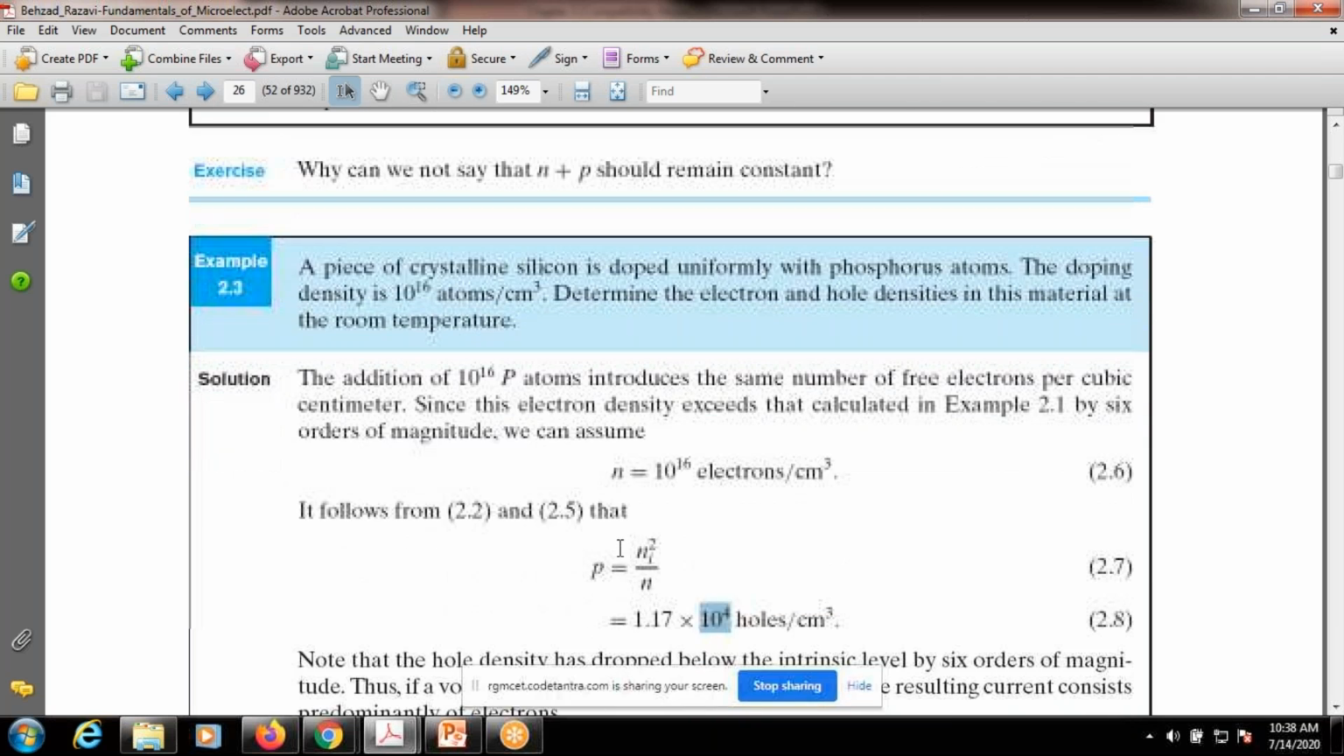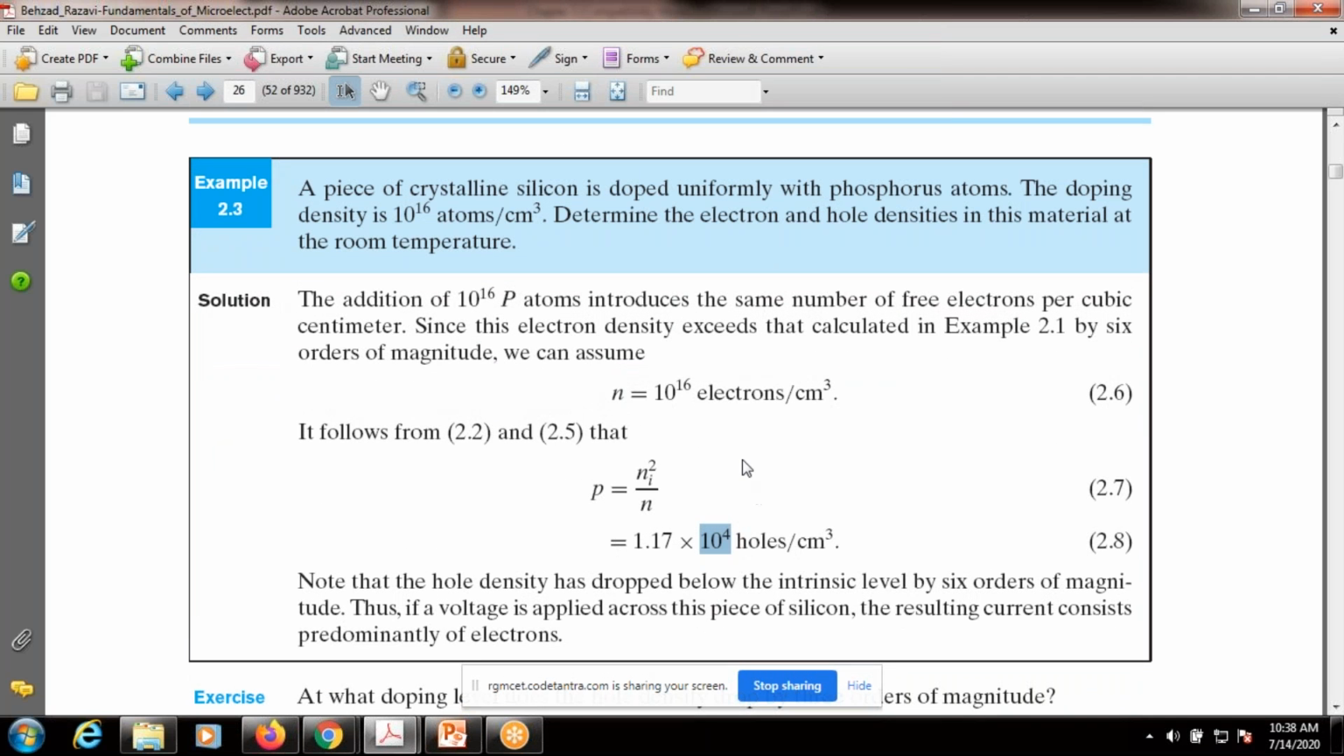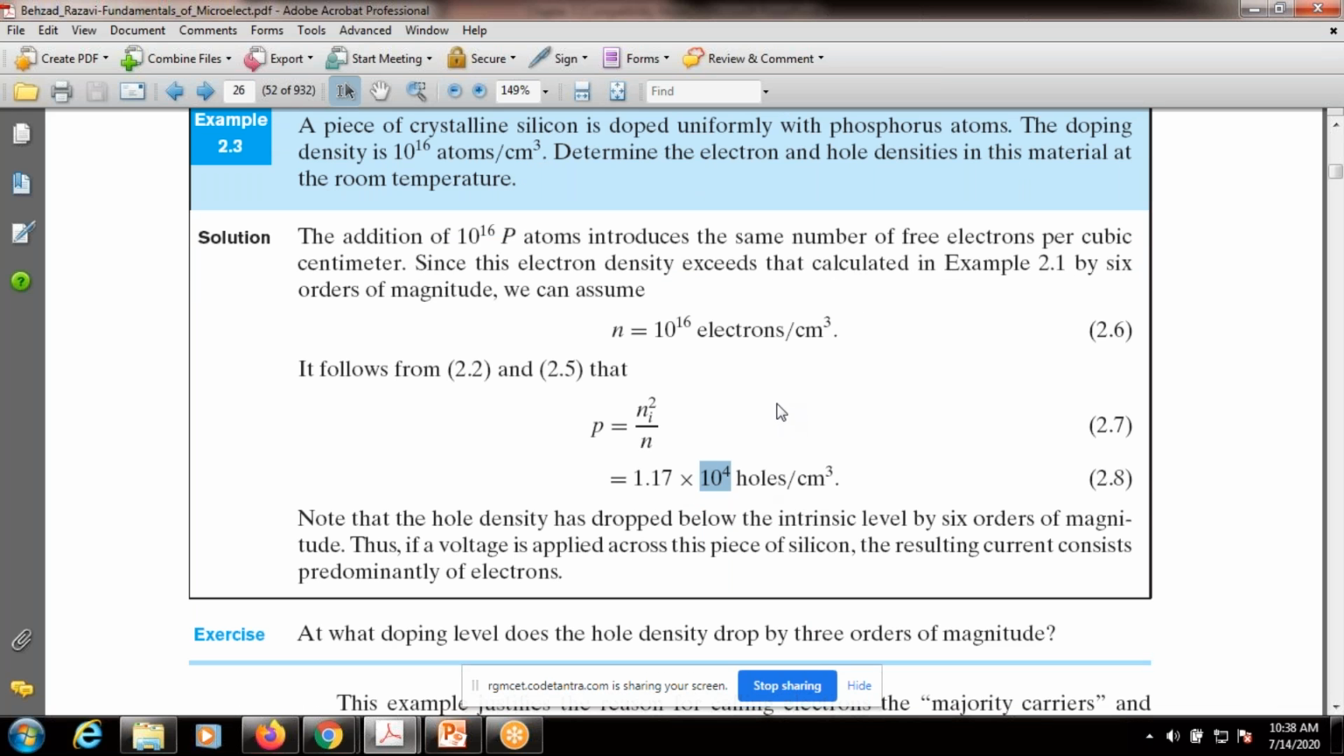Now here what happened due to this? The remaining holes are recombined with electrons, right? So what happens is the number of holes reduces. Here the number of electrons is 10 power 16, and the number of holes is only 10 power 4. Thus, if a voltage is applied across this piece of silicon, the resulting current consists predominantly of electrons only.